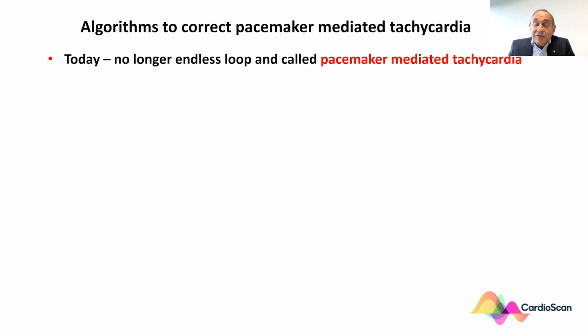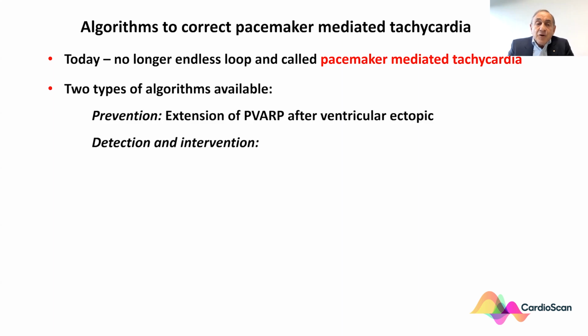Today, because these algorithms correctly terminate these tachycardias, they are no longer endless loop, and therefore we call it pacemaker-mediated tachycardia. There are two types of algorithms available. The first is a prevention one with extension of the PVAP after a ventricular ectopic, so as to prevent the ventricular ectopic from setting up the tachycardia. We also have detection and intervention algorithms.